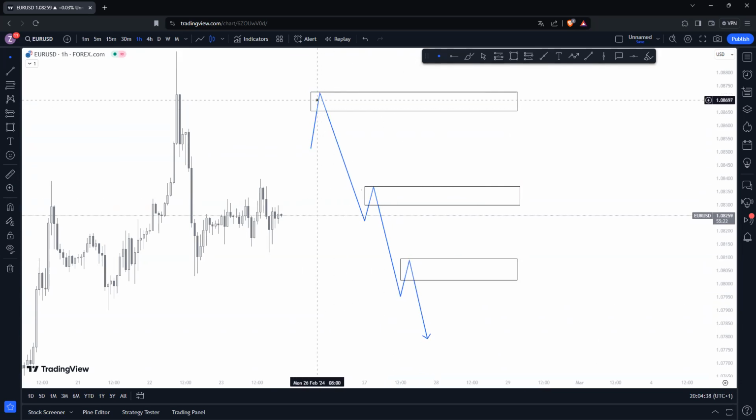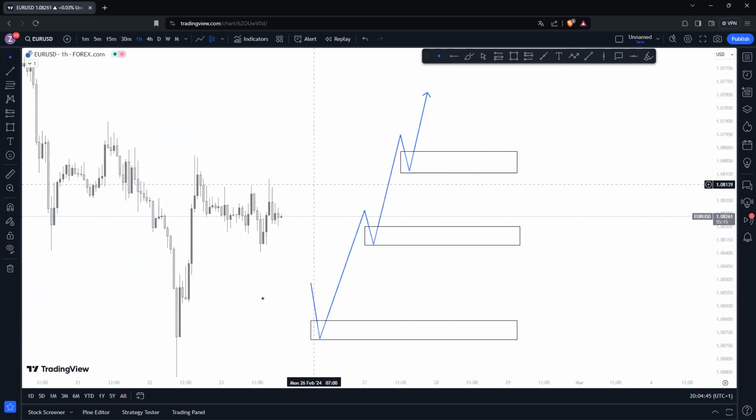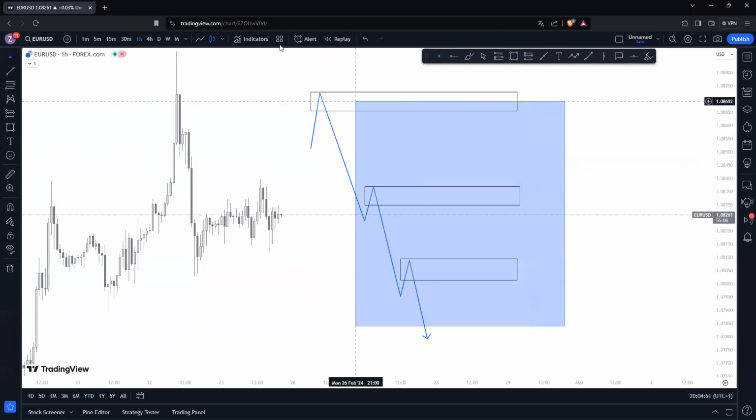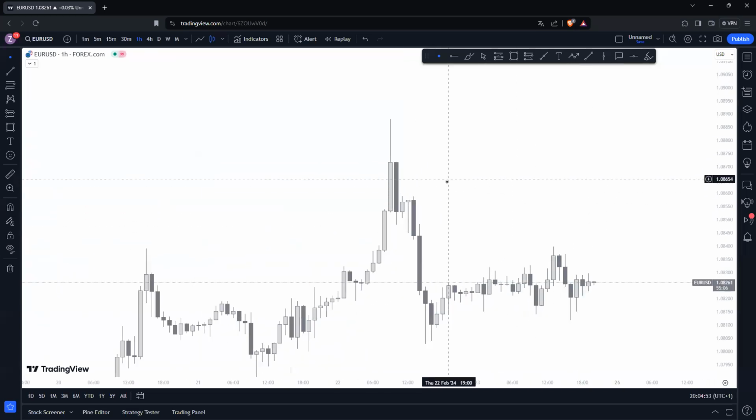It's the last up candle before the bearish move. Vice versa for a big bullish momentum. You're going to have the last bearish candle before the up move, and you have to identify if it's fresh or unfresh. Now let's take a look at some examples right here.